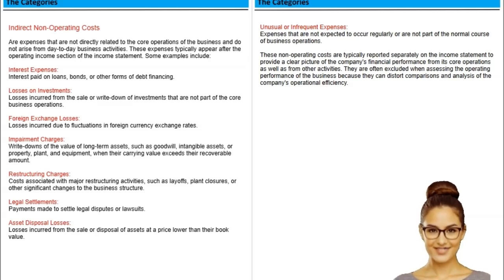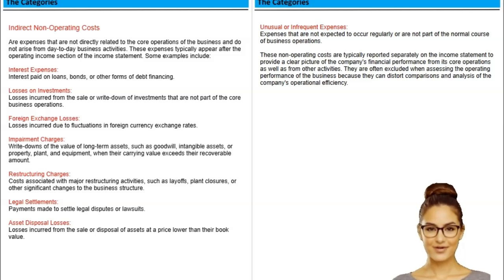Lastly, we have unusual or infrequent expenses. These are expenses that are not expected to occur regularly or are not part of the normal course of business operations. Remember this. Operating expenses include administration and advertising, while interest and taxes are some of the non-operating expenses. Unusual expenses are extraordinary or one-time in nature. The company does not incur these expenses every period, but they may have a significant effect on profits and cash flow. These non-operating costs are typically reported separately on the income statement to provide a clear picture of the company's financial performance from its core operations as well as from other activities.